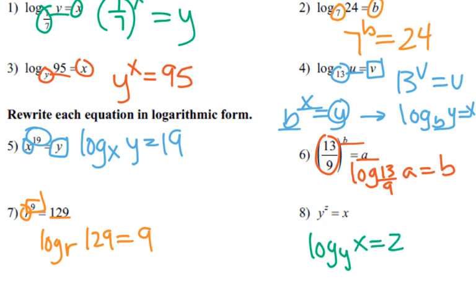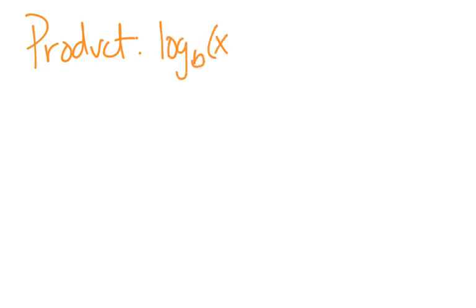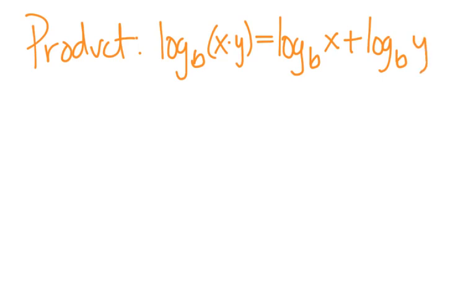Okay, so that's just a reminder there. Now what we're going to do is use those properties of logarithms to help us figure this out. Now remember those properties, we have the product rule, which says log base b of 2 or more numbers multiplied together, we can distribute that log and we add in between. So the x and y get their separate logs and we add them.